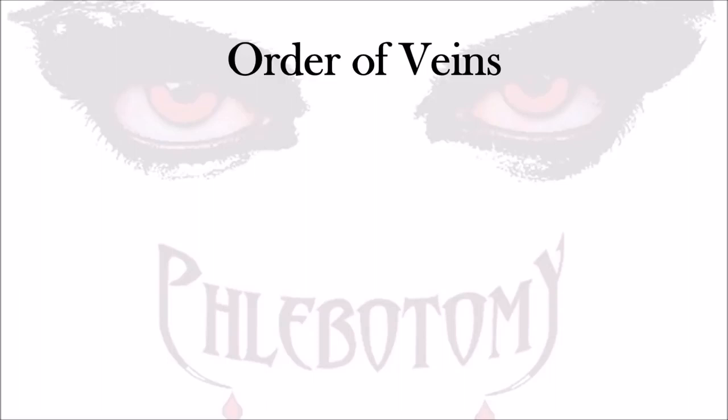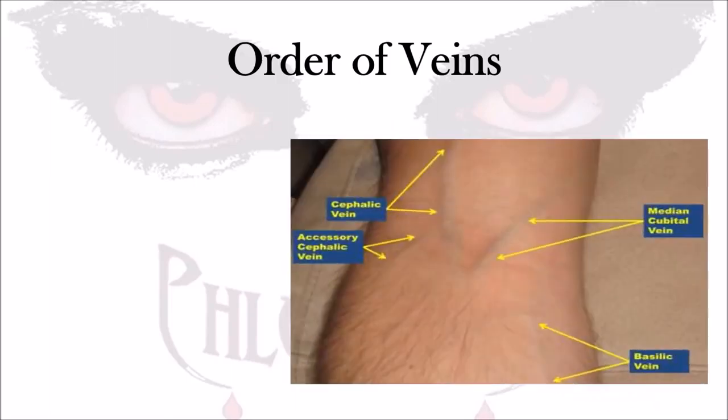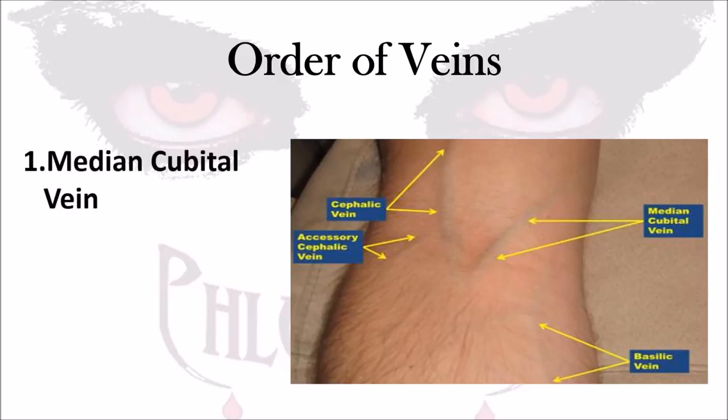Alright, let's take a look at the order of veins. Just like the order of draw, there is an order of veins that we need to follow when we're attempting to draw blood. So as you can see, we have three major veins we need to look at. The first is the median cubital vein. This is the primary vein we should be looking for when inspecting an arm.